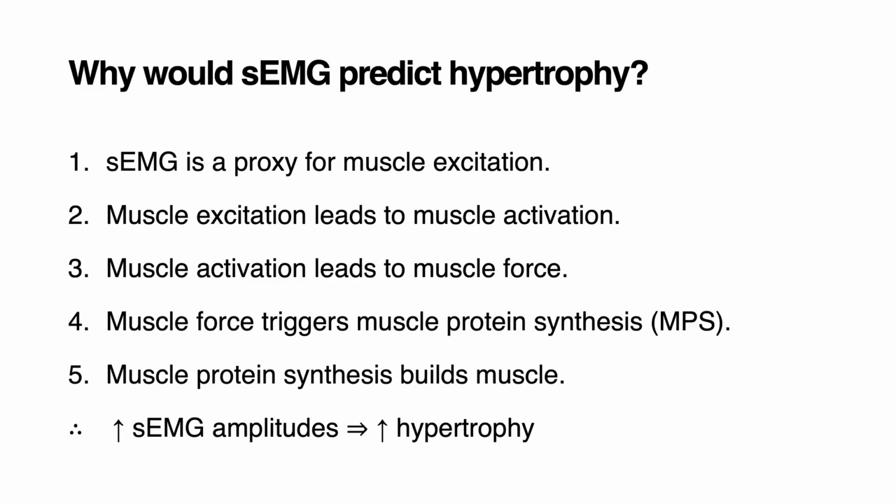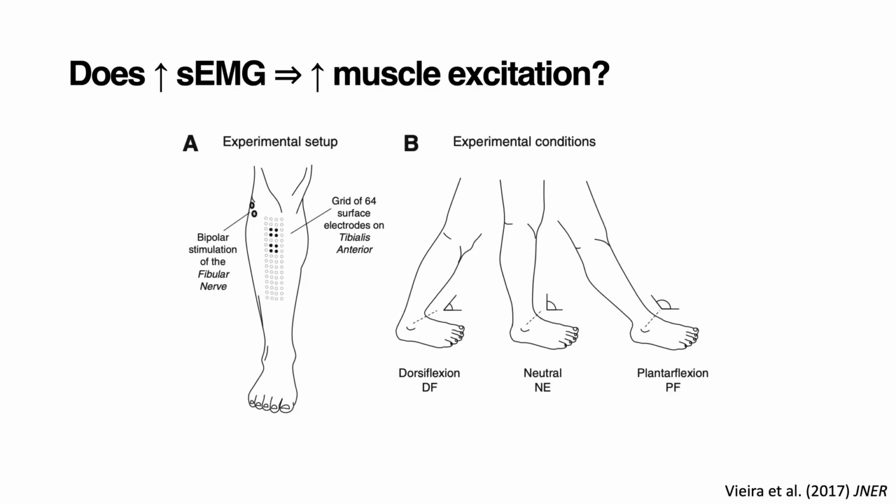Muscle force triggers muscle protein synthesis, and then muscle protein synthesis is what builds muscle. Therefore, the implication is surface EMG amplitudes imply greater hypertrophy. So we're going to address each of these herein. So the first one, does increased surface EMG amplitude imply greater muscle excitation?